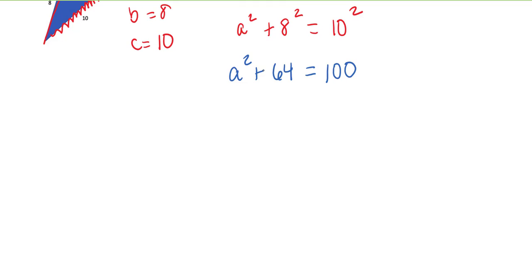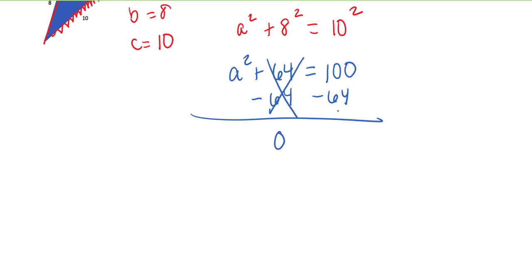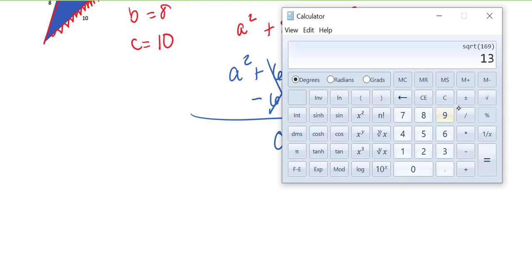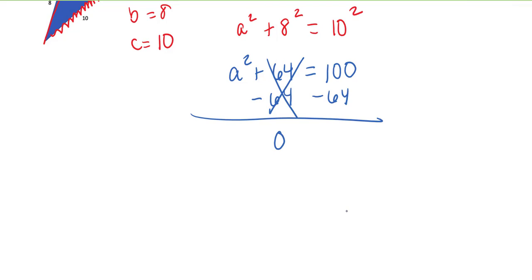So we want to get A squared by itself. So all we do is go ahead and subtract 64 on both sides. This gets rid of the 64 here. Then we have to do it to the right-hand side. So 100 minus 64, which is 36. But if you are unsure, go ahead and let's just put this in the calculator. So 36.